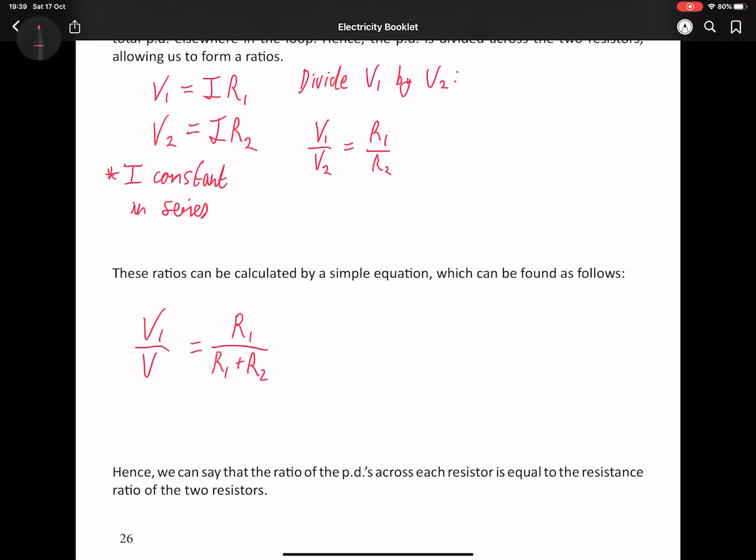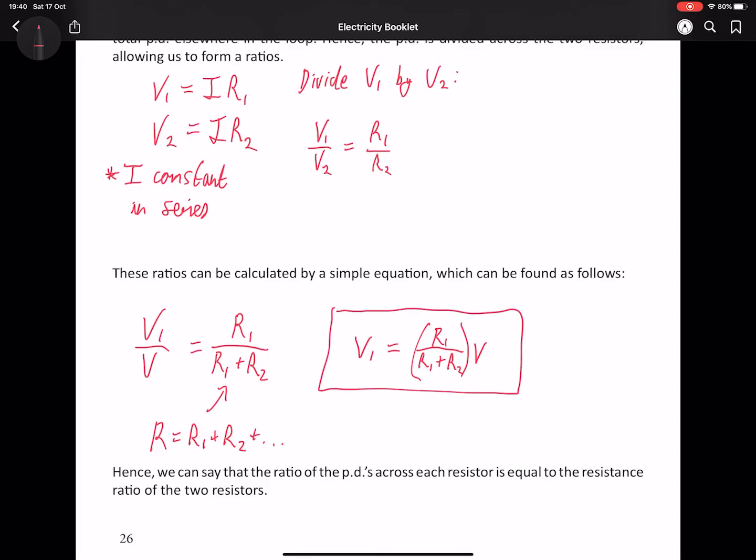So this is following the idea where the resistance of a single resistor is obviously its own value, but the resistance of the circuit in series is R1 plus R2 plus etc., whatever number you have in series. So if we simply rearrange this, we end up with the equation that is recommended for potential dividers, which is V1 equals R1 over R1 plus R2, all bracketed and multiplied by the total potential difference, V.